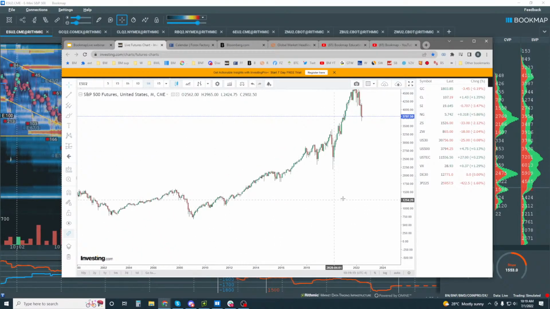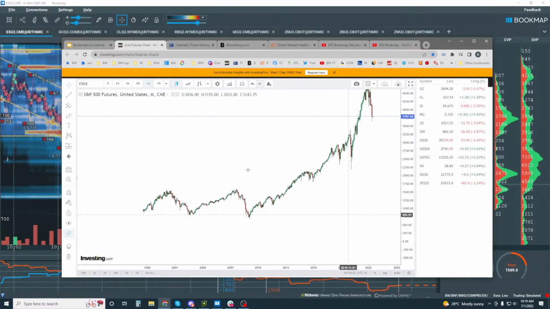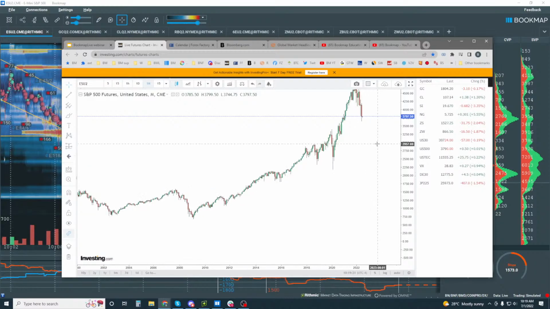we are clearly in an uptrend. All right, this goes back to 1998. Obviously, this is a continuation or perpetual contract that they have, which is nice. But we're clearly in an uptrend.